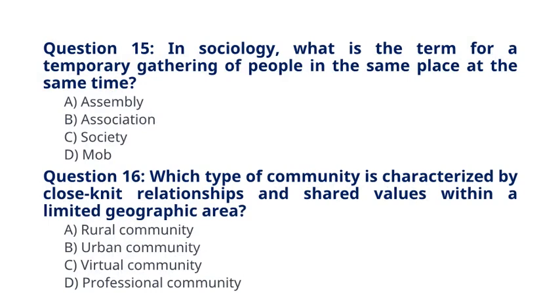Question 15. In sociology, what is the term for a temporary gathering of people in the same place at the same time? A. Assembly. B. Association. C. Society. D. Mob. The correct answer for question 15 is option A. Assembly.